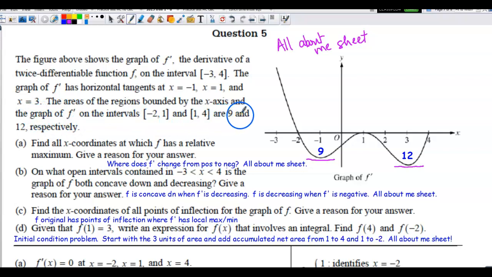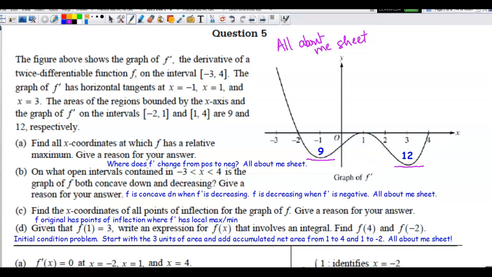The areas of the regions bounded by the x-axis and the graph from -2 to 1 and 1 to 4 are 9 and 12 respectively, meaning in that order. Now notice I did not put the signs here. I'm just saying that this area is 9, this area is 12, and the direction that I move in will determine whether I count that area as positive or negative, and if I'm using a net or a total.